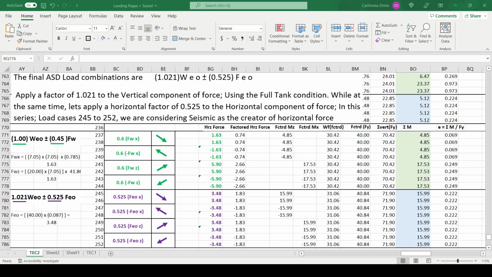The final ASD load combinations are 1.021 WEO plus or minus 0.525 FEO. Apply a factor of 1.021 to the vertical component of force, using the full tank condition, while at the same time, let's apply a horizontal factor of 0.525 to the horizontal component of force. In this series, load cases 245 to 252, we are considering seismic as the creator of horizontal force.